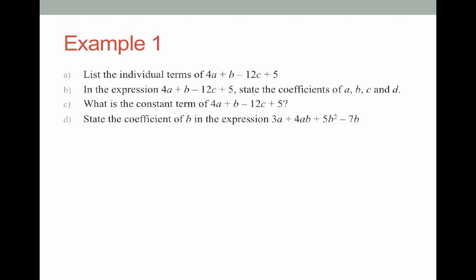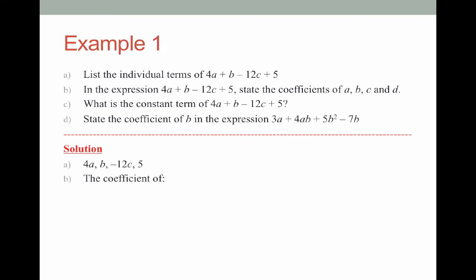Okay, if you've paused the video and had a go, here are our solutions. For question A, the individual terms are 4a, b, minus 12c, and 5. There are 4 terms that make up that expression. For part B, the coefficient of A is 4, because 4 is the number in front of A. The coefficient of B is 1, because when we have no number in front of a letter, we have to assume that it's 1. It's not 0, because if it was 0b, it would mean 0 times b, and then it would go away because 0 times anything is nothing.